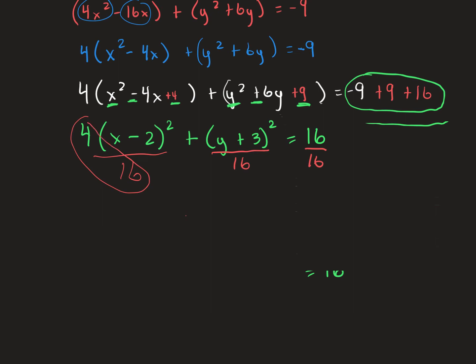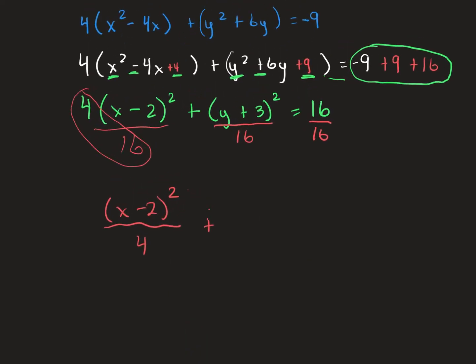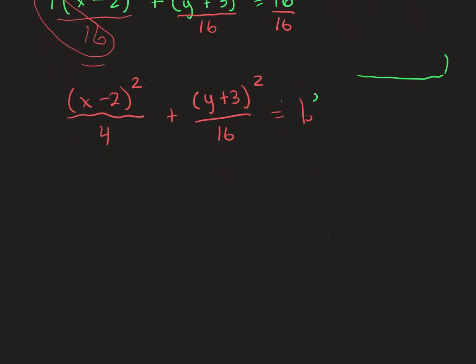So 4 divided by 16 is 1/4. So I'll have x minus 2 all squared over 4, right? Because it's 1/4. Plus y plus 3 squared all over 16, and it equals 1. All right, so now we've got our equation, but now I need to teach you some information about an ellipse, okay? Now, this right here represents the x, and Khan Academy's got a really good video on this.